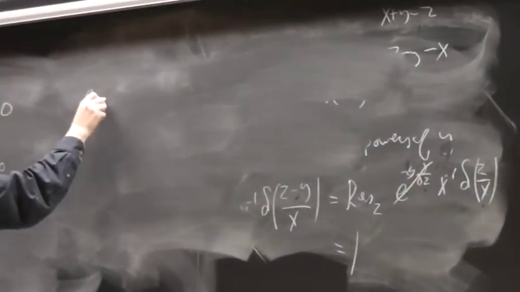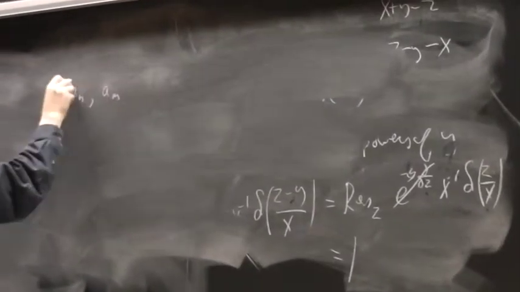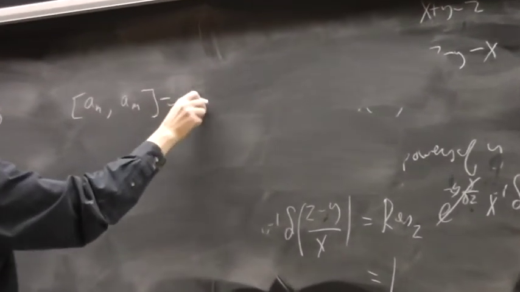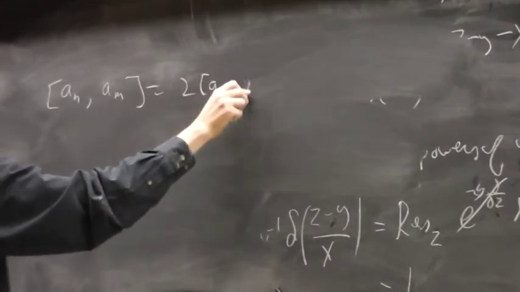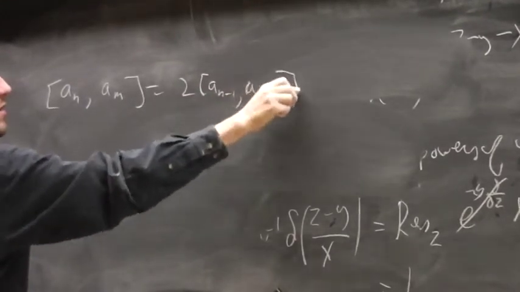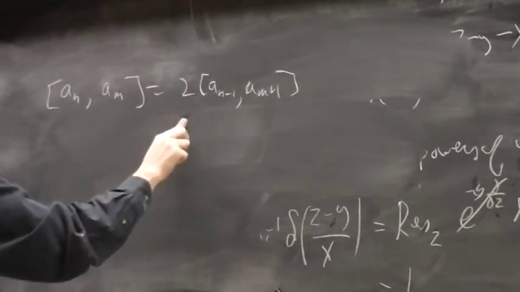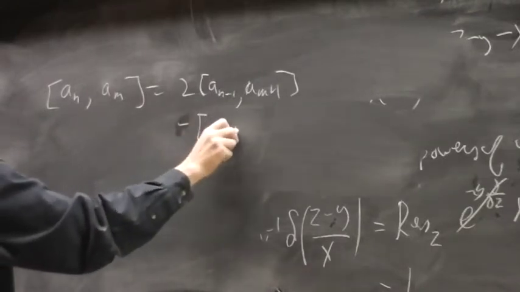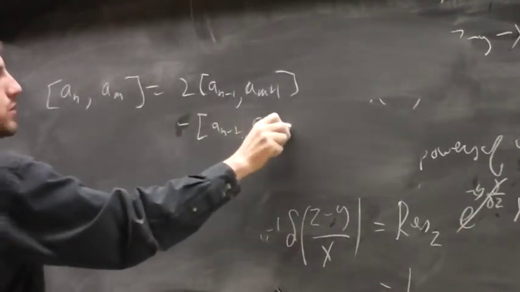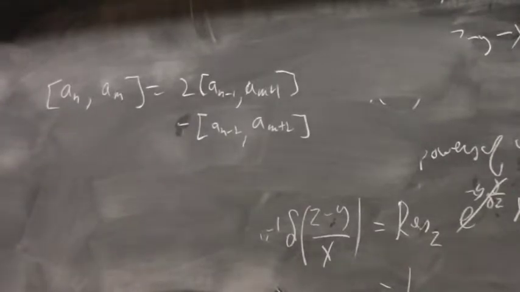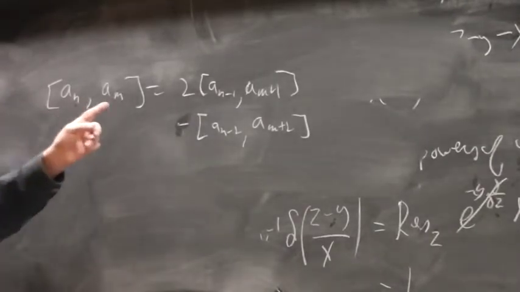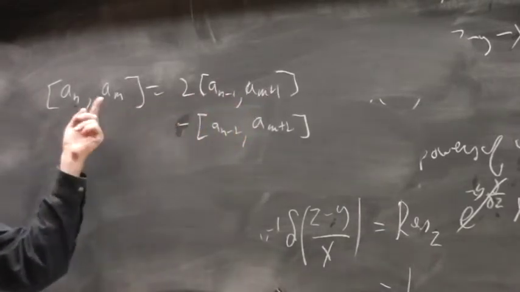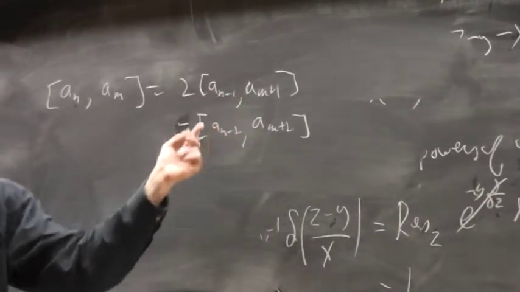a sub n is equal to 2 times a sub n minus 1, a sub n plus 1, minus a sub n minus 2, a sub n plus 2. You'll notice this is homogeneous in the indices. These always add up to n plus m, n plus m, n plus 2.